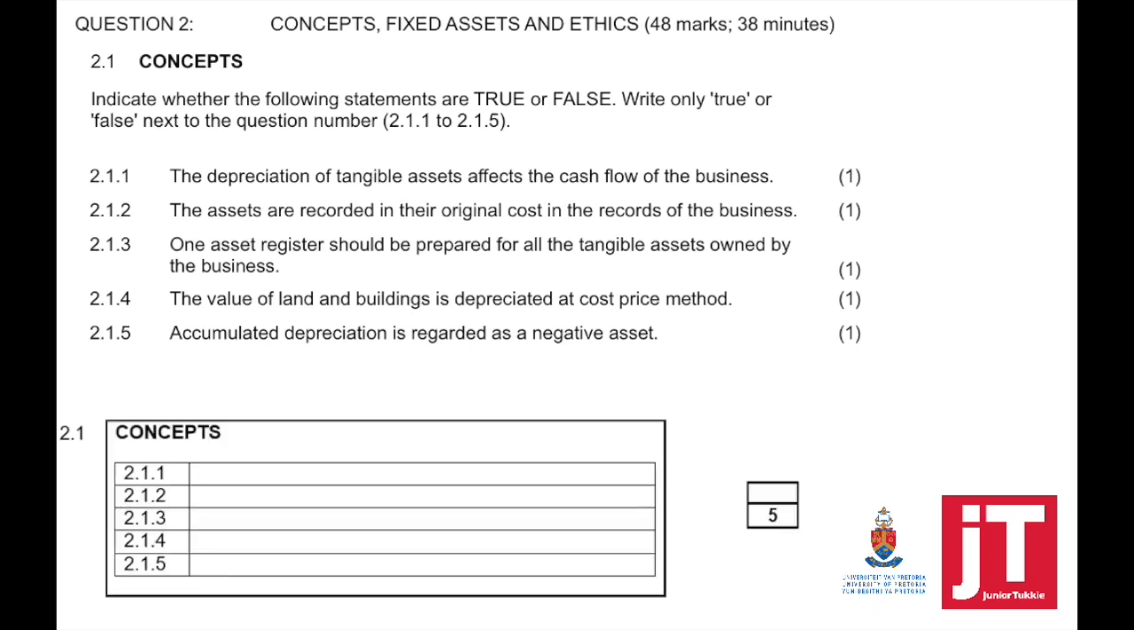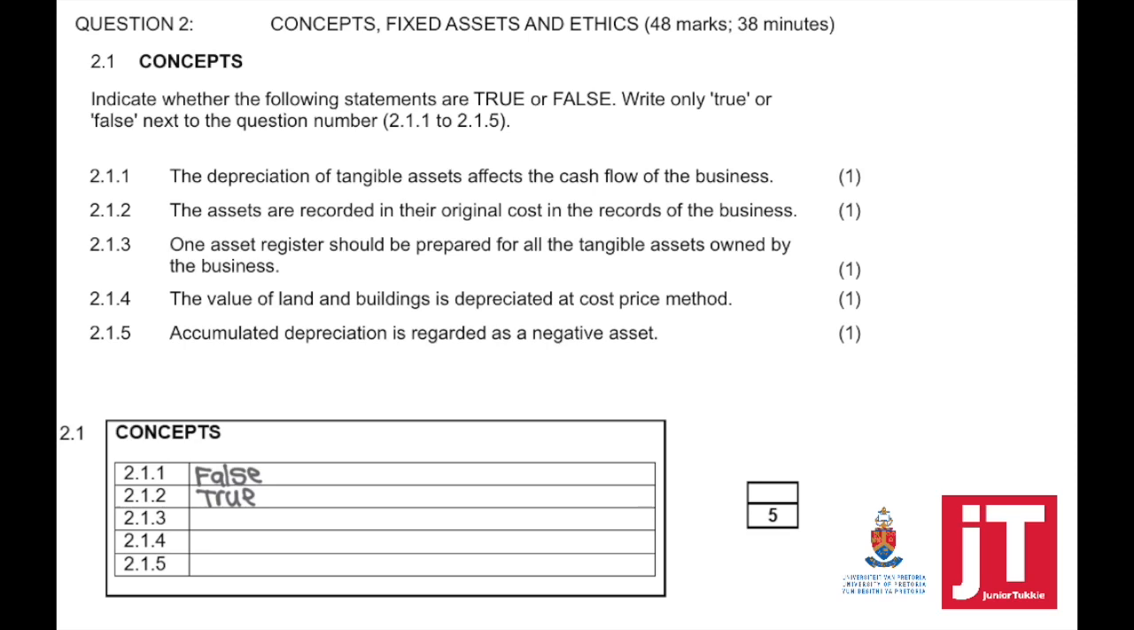Question 2.1.1. The depreciation of tangible assets affects the cash flow of the business. That is false. Depreciation is a non-cash item, so it won't impact the cash flow at all. Question 2.1.2. The assets are recorded in their original cost in the records of the business. That is true. We always have to show it at the historical cost. That's the GAAP principle applicable here.